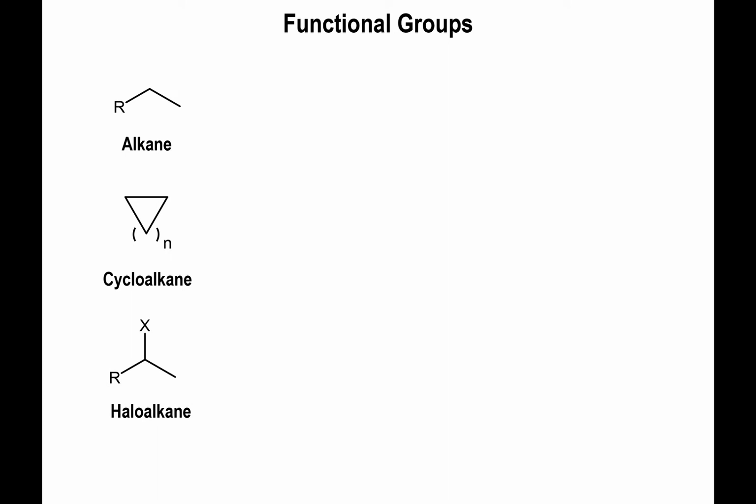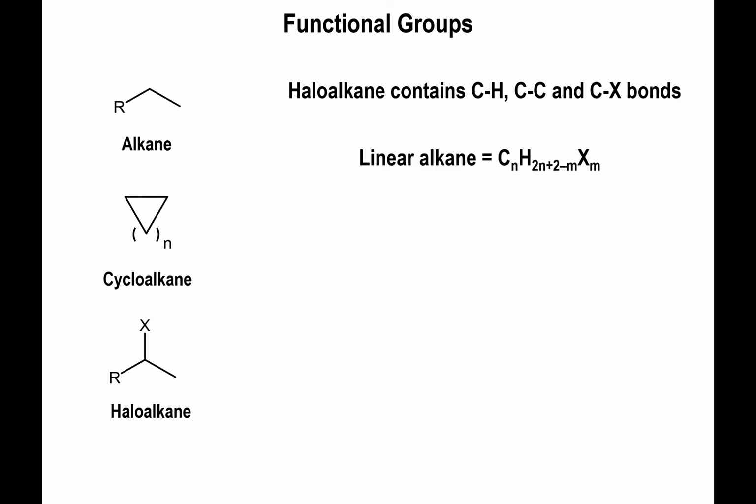The last part is what we call the haloalkane. Here you basically have a regular alkane, but in addition to your carbon-hydrogen bonds and carbon-carbon bonds, you also have carbon-halogen bonds present. It's still considered an alkane, but now it has halogens in it. And so your formula extends a little bit more. You have n carbons, 2n+2-m hydrogens, and the m gets taken up by your halogens, which is the reason why we count hydrogen and halogen together as equivalent.